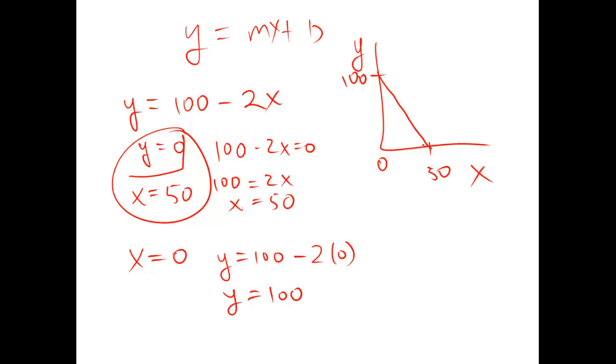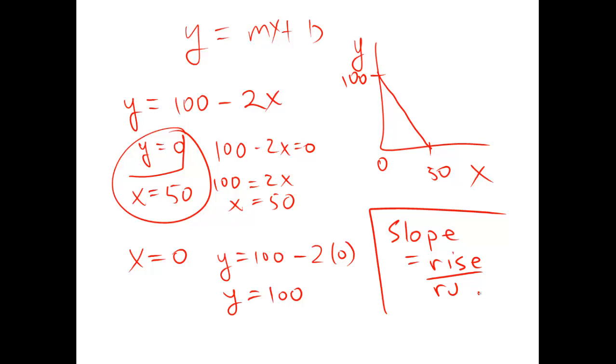What about the slope of the line? So remember what slope is. Slope is equal to rise over run. A couple ways we could think about this, and let's move over to the next slide to illustrate it.